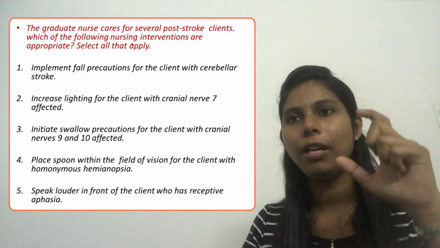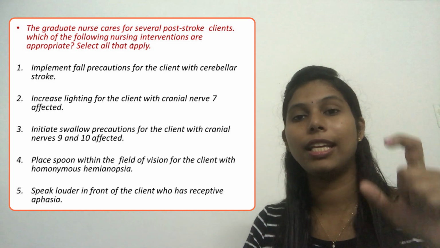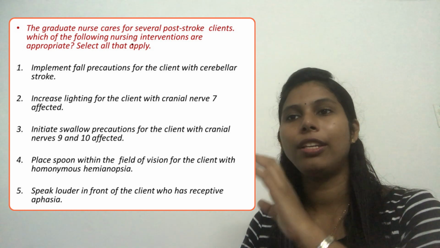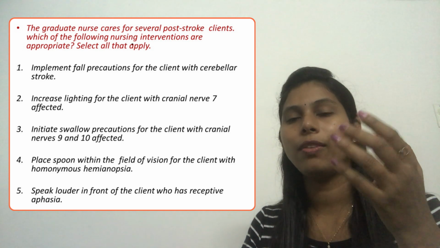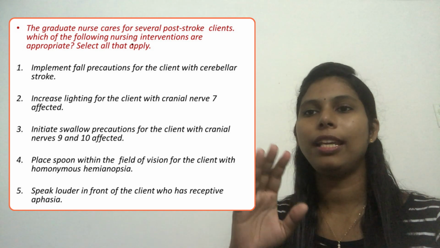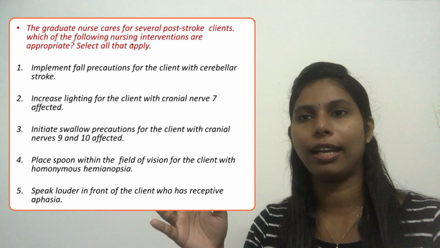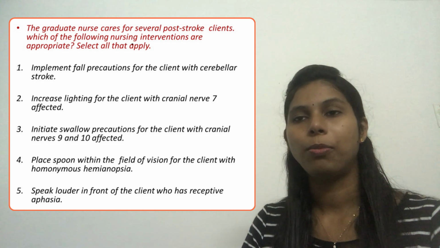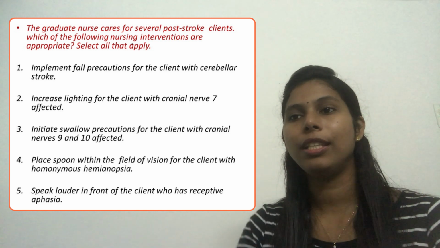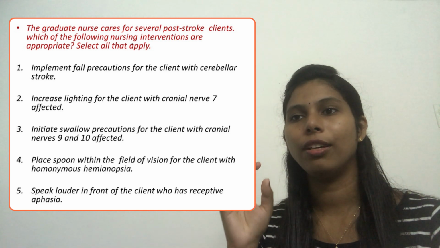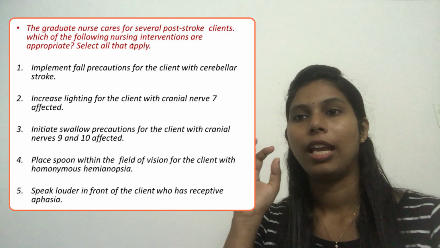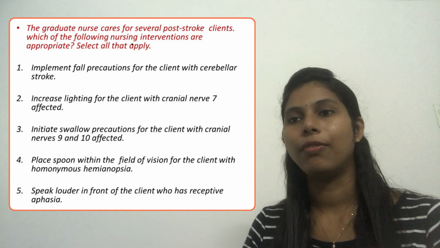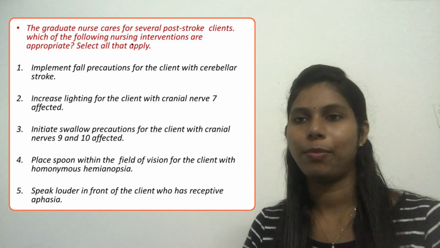Option 1 says implement fall precautions for the client with cerebellar stroke. Option 2, increase lighting for the client with the cranial nerve 7 affected. Option 3, initiate swallow precautions for the client with the cranial nerve 9 and 10 affected. Option 4, place phone within the field of vision for the client with homonymous hemianopsia. Option 5, speak louder in front of the client who has receptive aphasia.